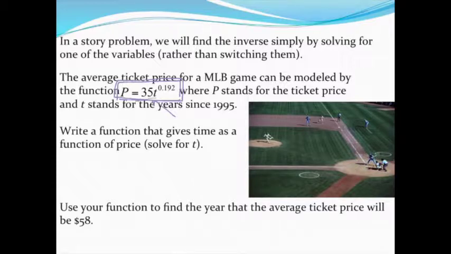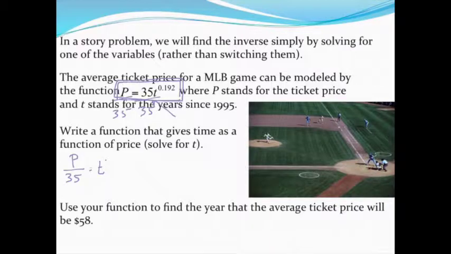So to start this problem, I'm going to divide both sides. It's kind of hard to see up there. I'm going to divide both sides by 35. I can't really do anything other than write p divided by 35 equals t raised to the 0.192 power.